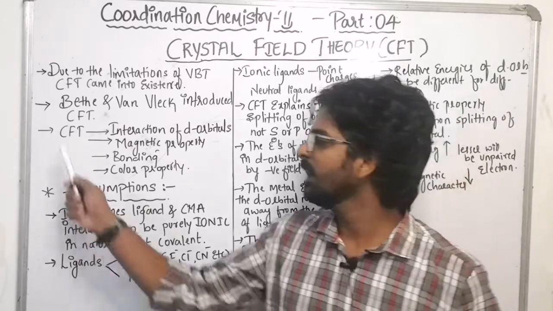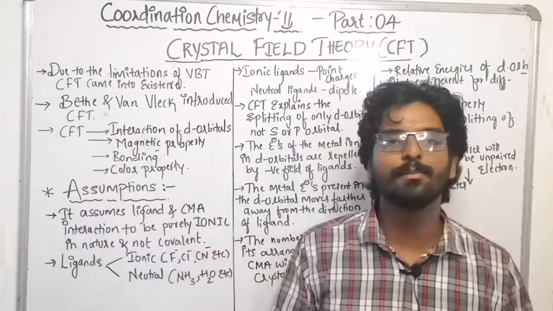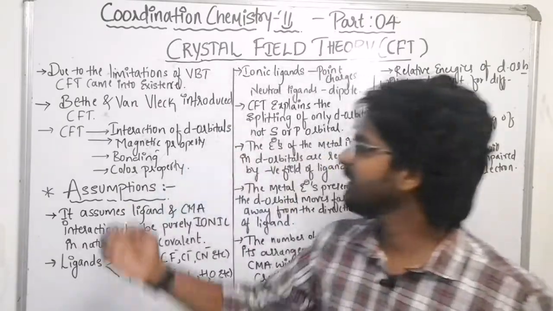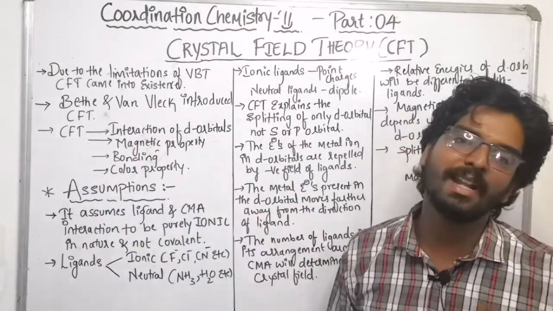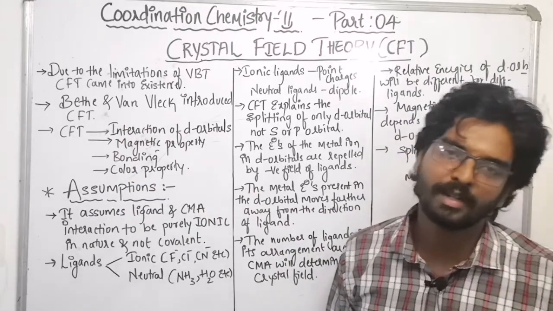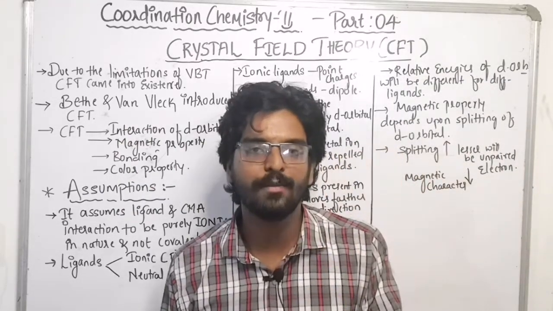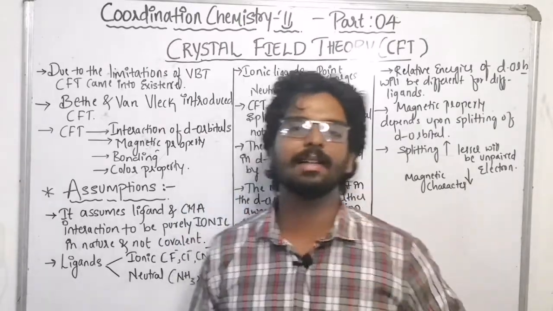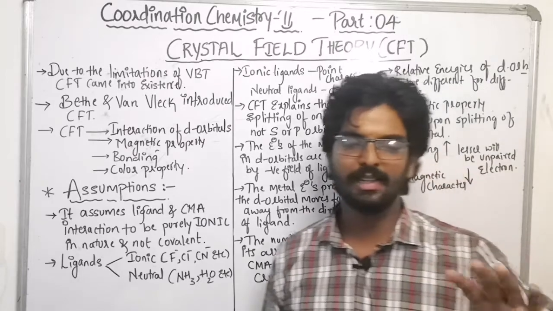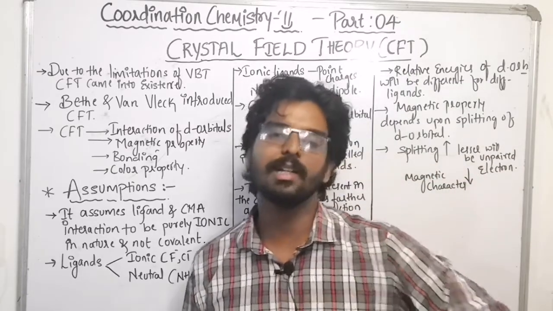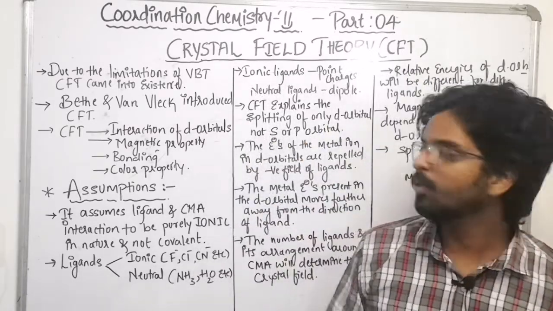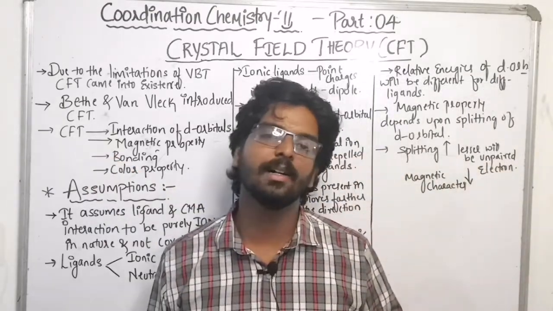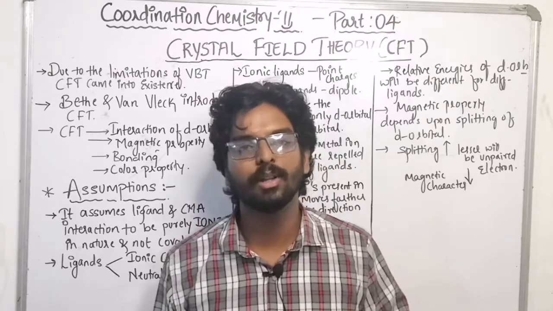On that note, CFT also explains the bonding between the central metal ion and the ligand in a nicer way. In the same way, crystal field theory explains the magnetic property. One point to remember is that the magnetic property discussed by the crystal field theory was an exact number. The experimental and theoretical values were almost exactly matching. So CFT is greater in explaining the coordination complex.